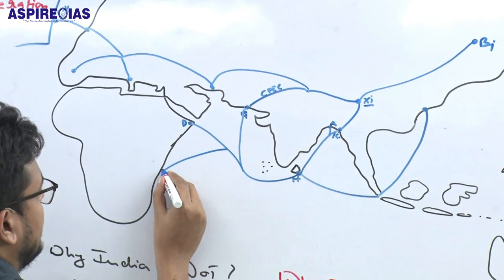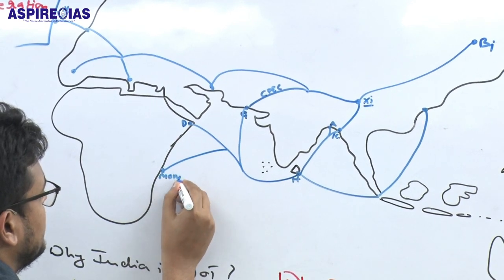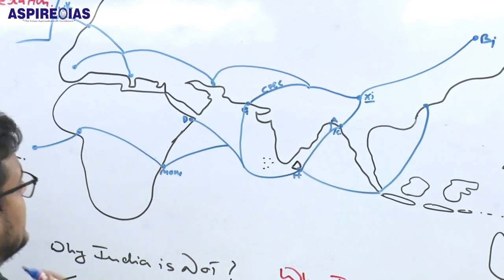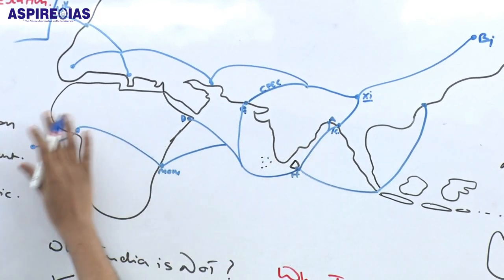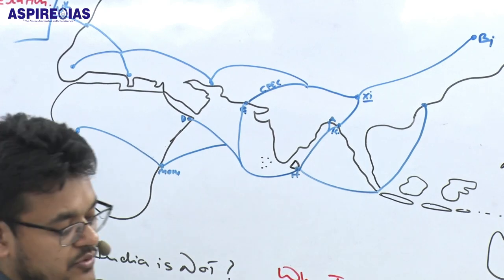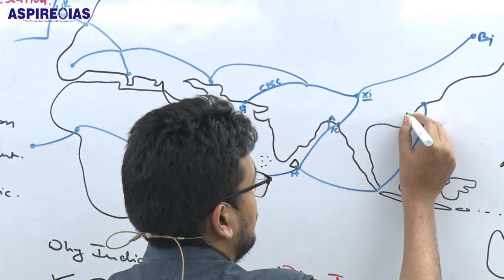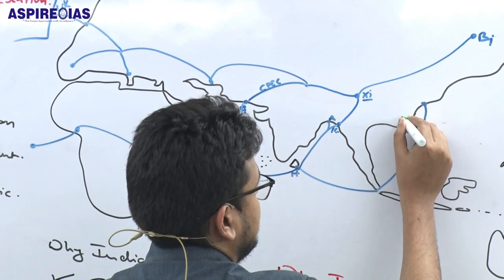Then from Djibouti, in Kenya, Mombasa port. And from here, they are moving towards Nigeria and from Nigeria to the Atlantic Ocean. This is the oceanic maritime route. And now they are coming with one of the routes near Guangzhou. The Pearl River is there.